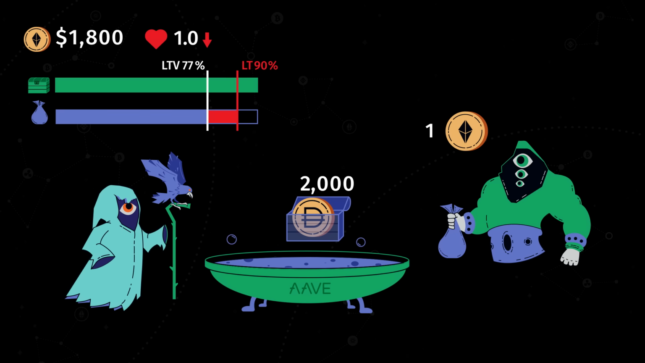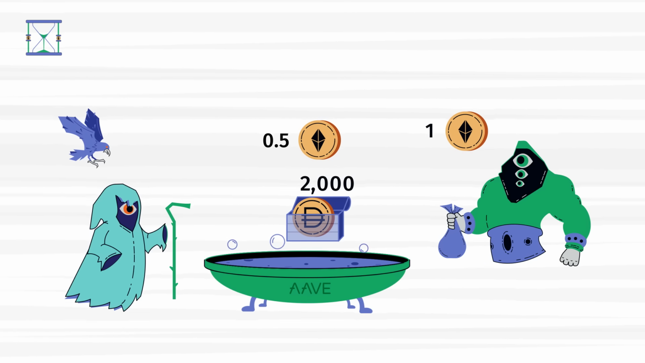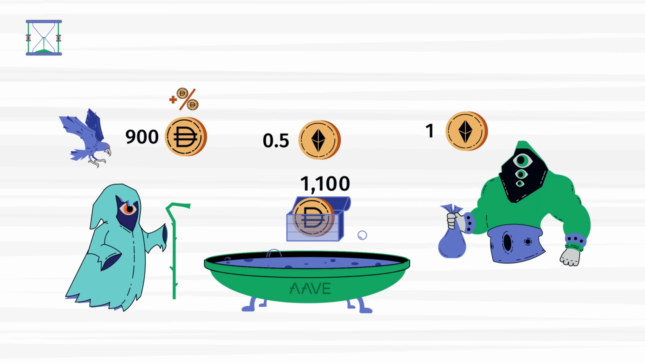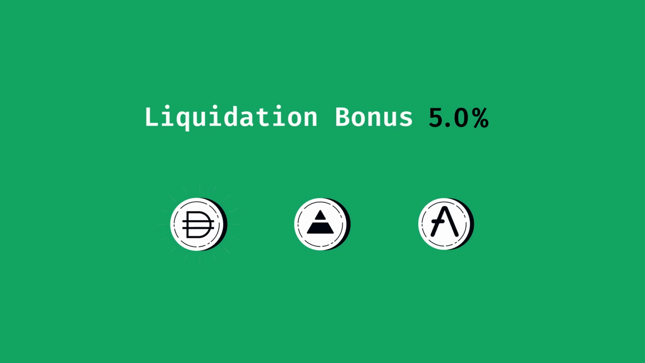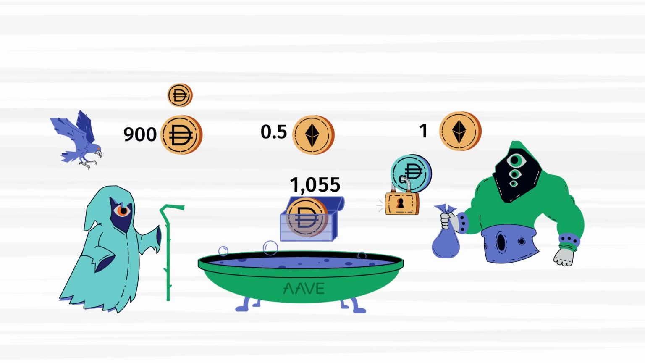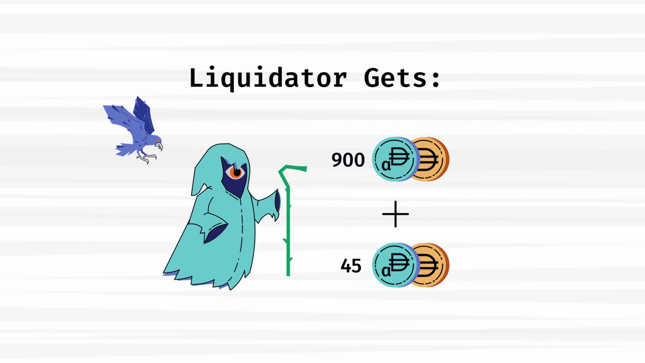A liquidator sees that Bob's position is now under-collateralized and is in a hurry to liquidate his position. The liquidator has to pay back a maximum of 50% of Bob's debt amount and request the same amount of Bob's DAI collateral plus a liquidator bonus in return. The liquidator bonus varies depending on the cryptocurrency used in the loan. The liquidator also has a choice to get their bonus in Bob's Aave or underlying DAI tokens. With a liquidation bonus of 5%, the liquidator gets 900 plus 45 Aave or DAI depending on their choice.